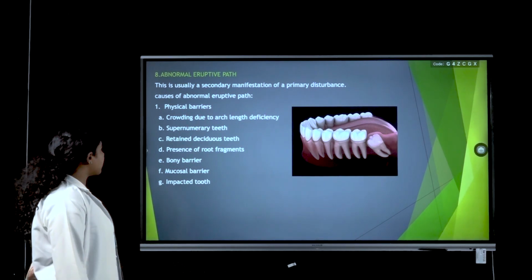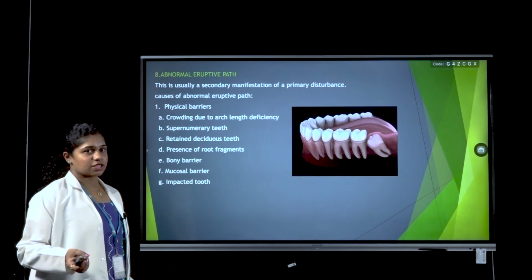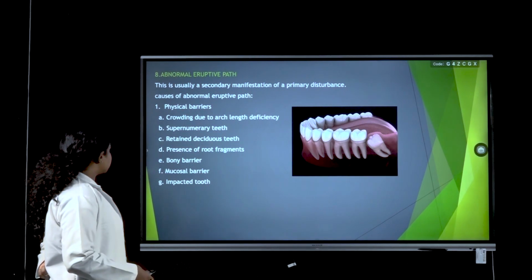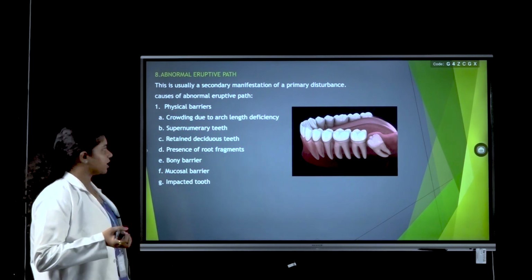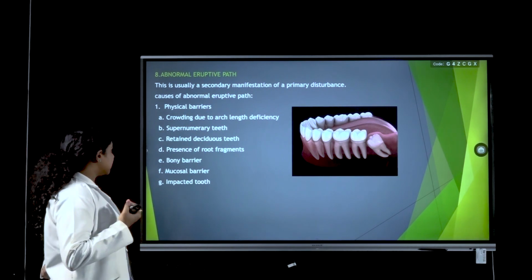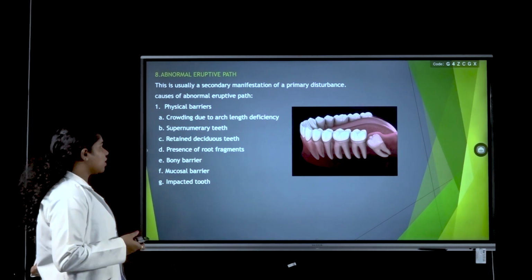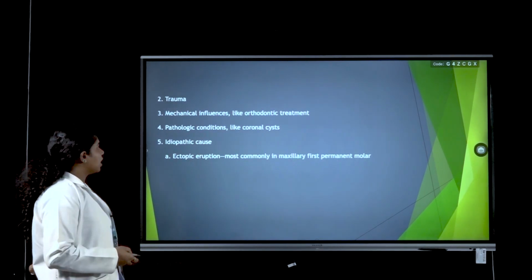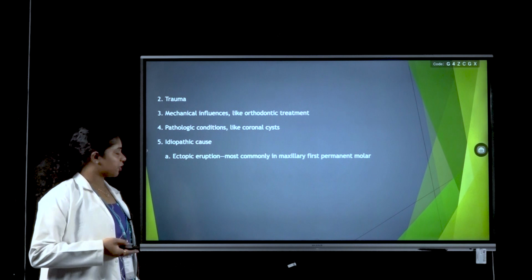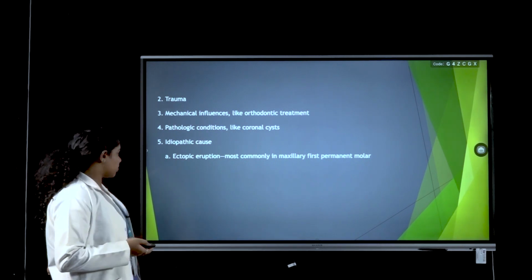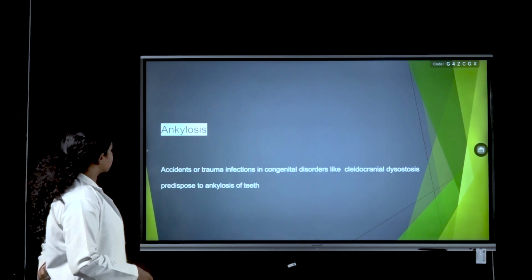Then coming to the other factor, that is abnormal eruptive path. This is generally a secondary manifestation of a primary problem. The causes of abnormal eruptive path can be physical barriers such as crowding due to arch length deficiency, supernumerary teeth, retained deciduous teeth, presence of root fragments, any bony barrier, mucosal barrier or any impacted teeth. The other causes may be trauma, any mechanical influences such as orthodontic treatment, pathological conditions such as coronal crypts, or any idiopathic cause such as ectopic eruptions.